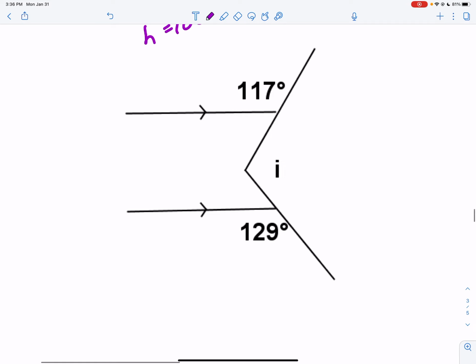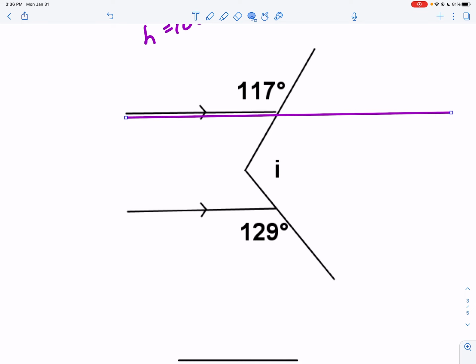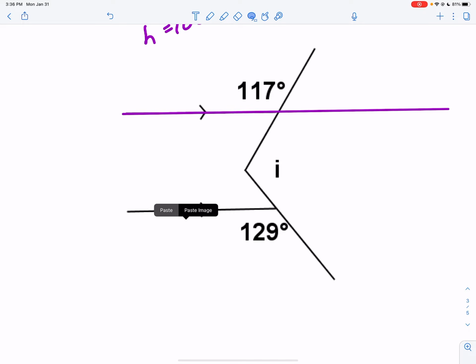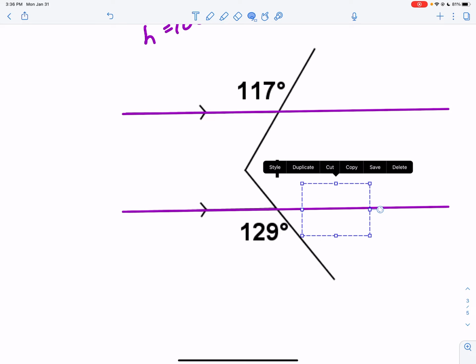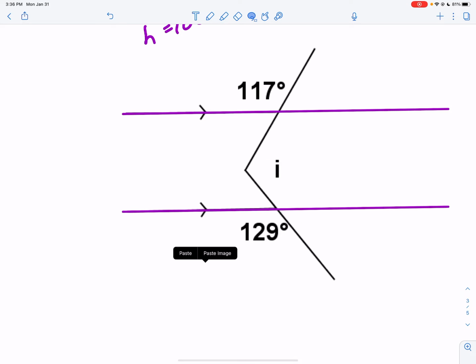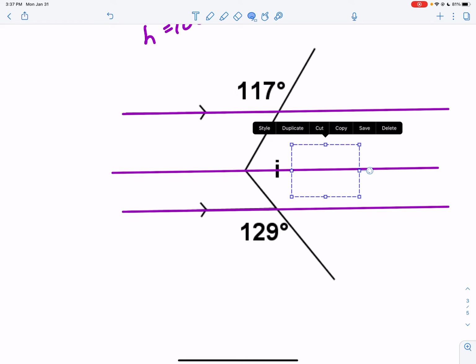All right, well, let's do the same thing. We have to use another aux line. So let's see if these are actually parallel real fast. Close enough. Says they're parallel. So I'm going to make an aux line right here. This one looks way better than the last one.